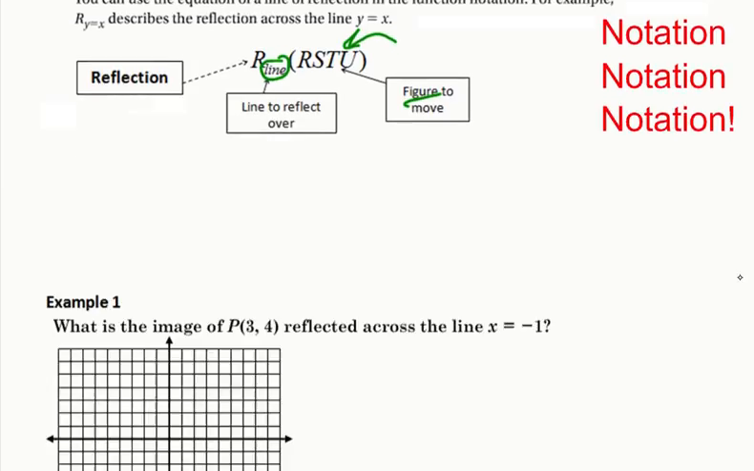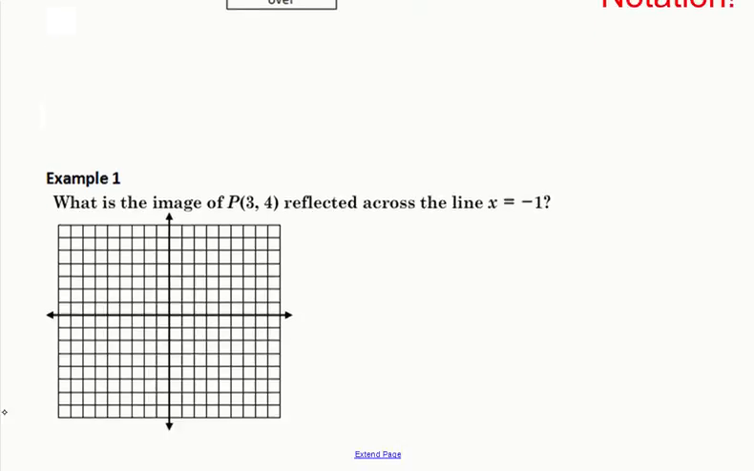So let's do one example here. This one says, what is the image of point P, which is (3, 4)? Let's put that in here. 1, 2, 3. 1, 2, 3, 4. There's point P, reflected across the line x equals -1. So we're going to write that out. First of all, we're going to say reflection across the line x equals -1 of point P. All right, x equals -1 would be right here. It goes through that, and it goes up and down. So there's x equals -1.